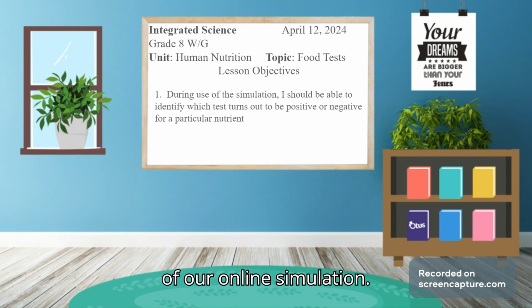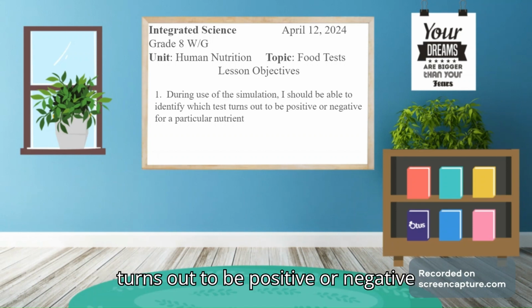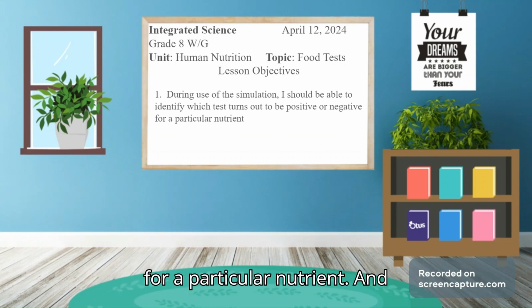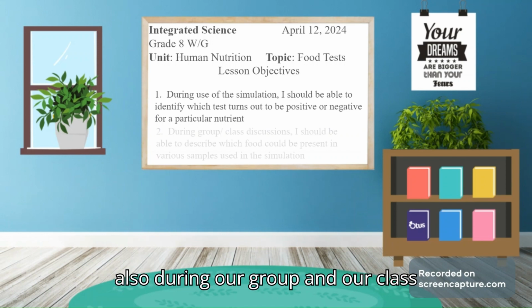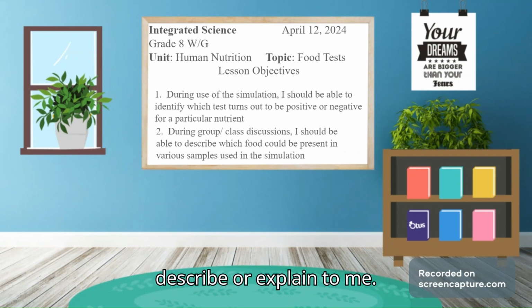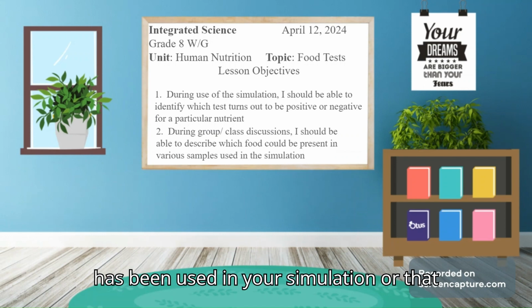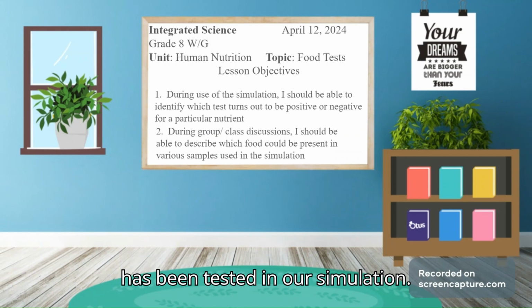During the use of our online simulation, you should be able to identify which test turns out to be positive or negative for a particular nutrient. And also, during our group and class discussions, you should be able to describe or explain which food could be present in the various samples that have been tested in our simulation.